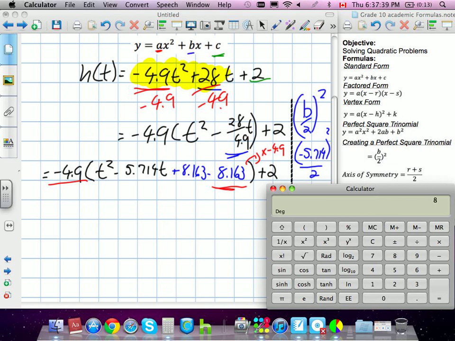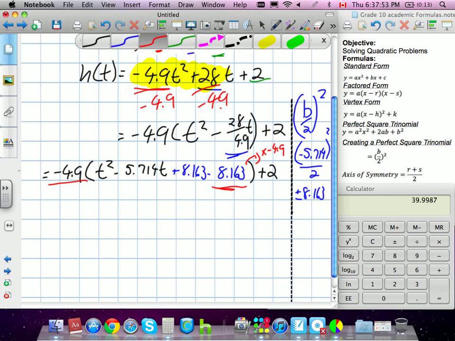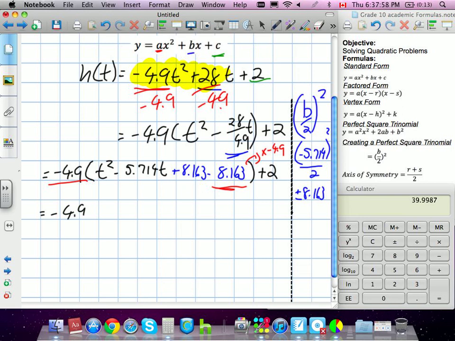39.9987. We could probably round this to 40. Okay. So it won't be dead on, but we're going to be relatively close. So what ends up happening here is negative 4.9 t squared minus 5.714 t plus 8.163. So that's still all inside the bracket. These were these terms here. I just brought them back down.